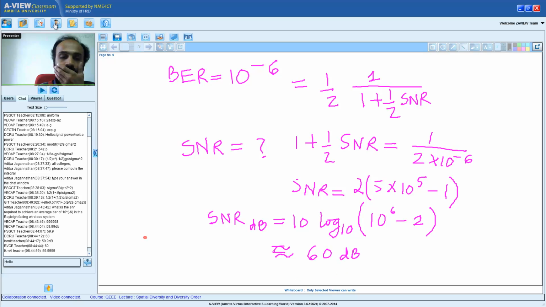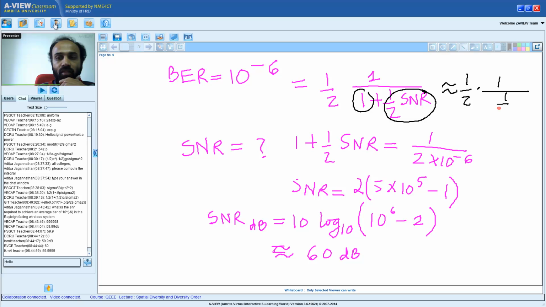60 dB. In fact, let me give you a better way to do this. See, at high SNR, when SNR is very high, if I look at this term, I can neglect this 1 in comparison to the half SNR. Therefore, at high SNR, this is approximately equal to half times 1 over half SNR, which is basically 1 over SNR.